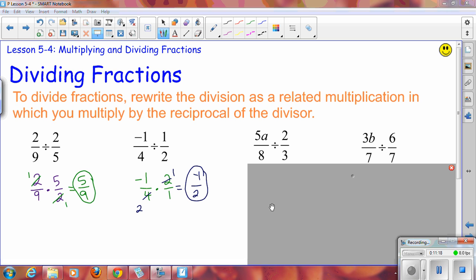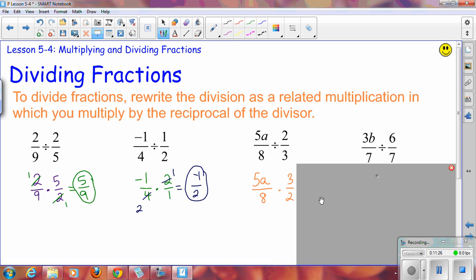Okay, let's see how you did. So first you rewrite 5a/8. Then you write a multiplication sign. And then you flip 2/3, it becomes 3/2. There's nothing that can be canceled. You multiply across and get 15a/16.